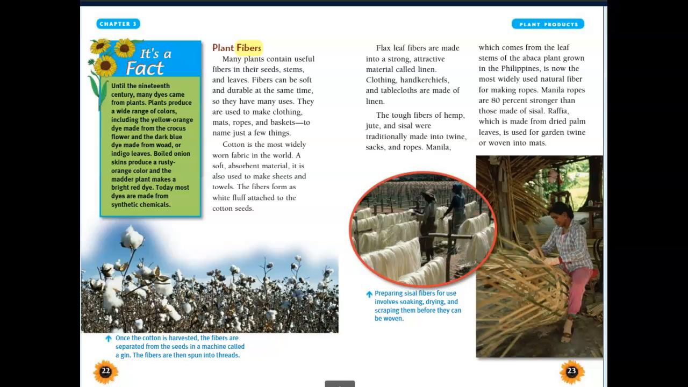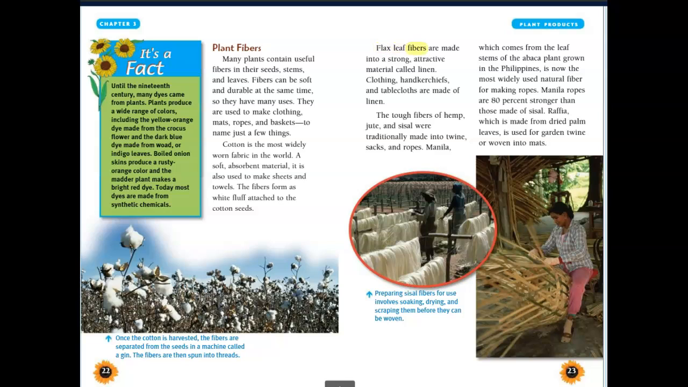Plant fibers. Many plants contain useful fibers in their seeds, stems, and leaves. Fibers can be soft and durable at the same time, so they have many uses. They are used to make clothing, mats, ropes, and baskets, to name just a few things. Cotton is the most widely worn fabric in the world. A soft, absorbent material, it is also used to make sheets and towels. The fibers form as white fluff attached to the cotton seeds.